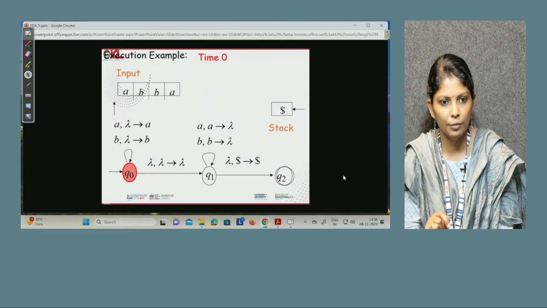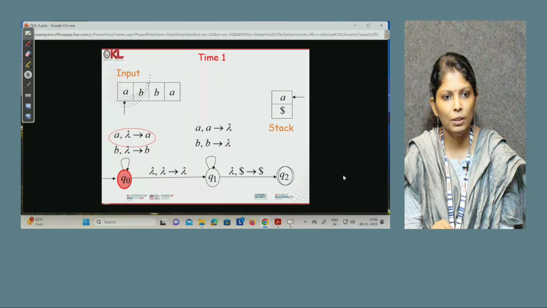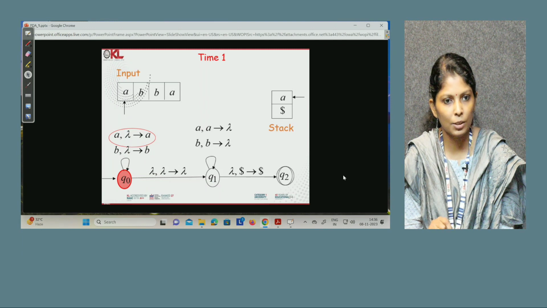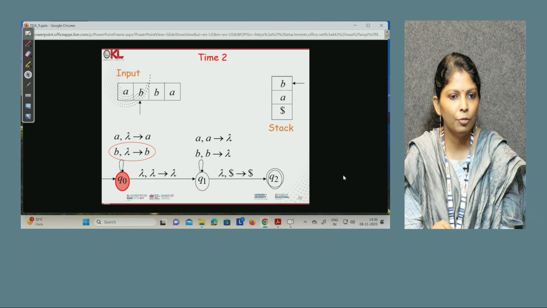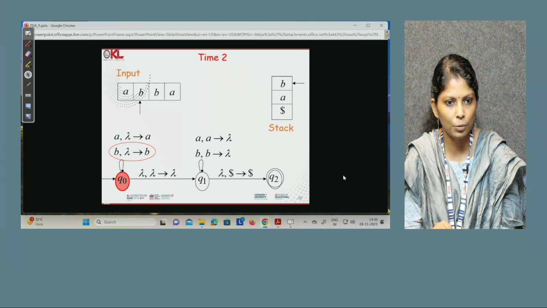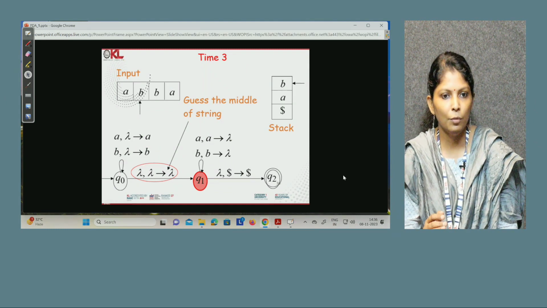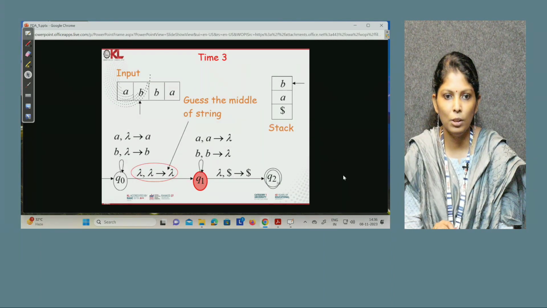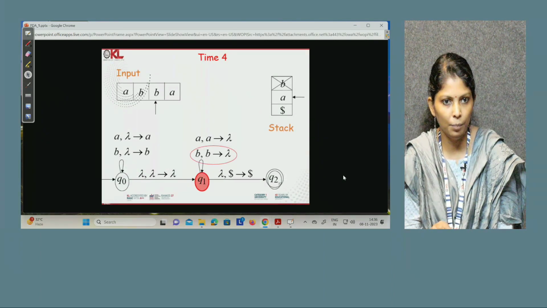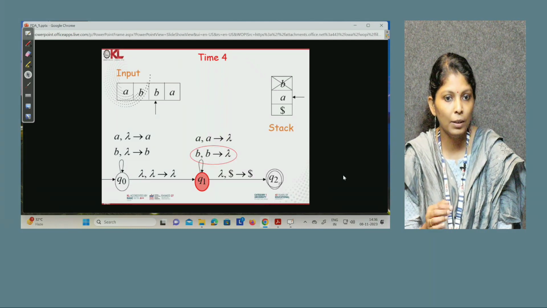So initially we are at Q0 and the input symbol is A. So we read this A, this transition will be taken, A will be pushed to the stack. Then we read B. If we find B, B should also be pushed to the stack. So we assume that we have reached the middle of the string, then we will move to the next state Q1. And what Q1 is going to process: if we find a B in the input, and if the stack top is also B, we have to pop it out.